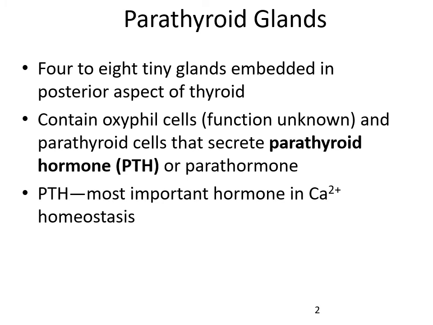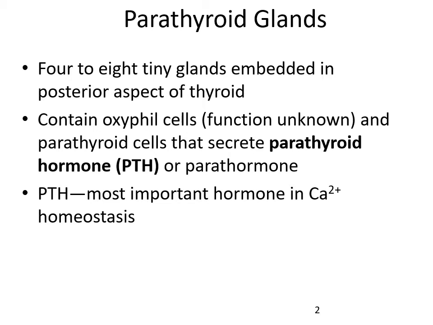Now we're going to talk about the parathyroid glands, and these are 4 to 8 tiny glands embedded in the posterior aspect of the thyroid. Most people have 2 pairs, or 4, and they contain cells called oxyphil cells, functions unknown. I don't know why they even put that on there. Why bother talking about them if the function's unknown? And parathyroid cells secrete the parathyroid hormone, which is also abbreviated PTH and also called parathormone.